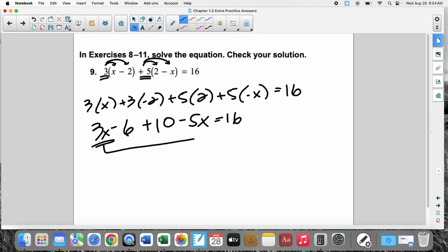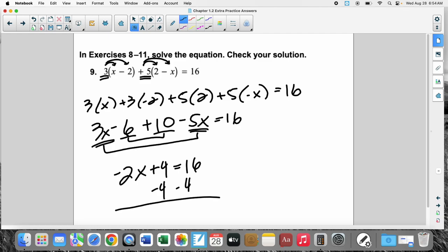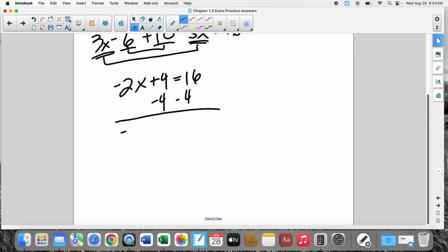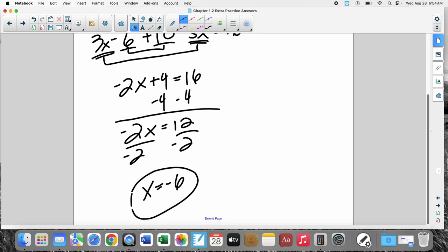Let's combine like terms. We've got like terms here also. We have 2 pairs of like terms. 3x and -5x is -2x. -6 and +10 is +4 equals 16. Let's subtract 4. That gives us -2x equals 12. Divide by -2, x equals -6.